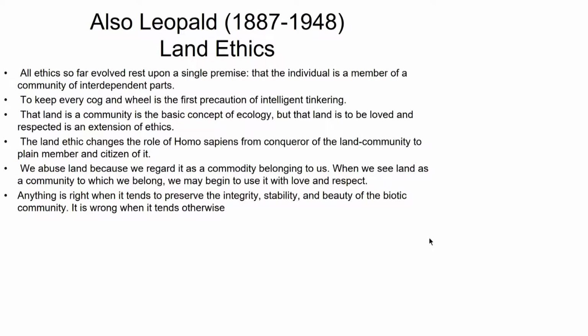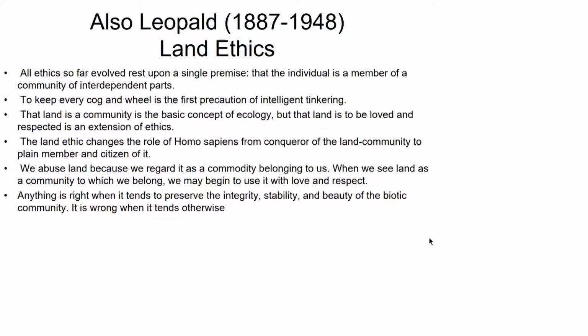That land is a community is the basic concept of ecology, but that land is to be loved and respected as an extension of others. The land ethic changes the role of Homo sapiens from conqueror of the land community to plain member and citizen of it. So, human beings should not look at land as some place to conquer and own and do whatever we feel like. Instead, we should be living as a member of this community, contributing towards its well-being.